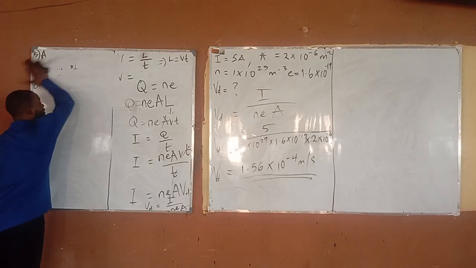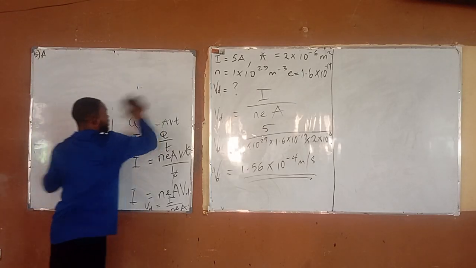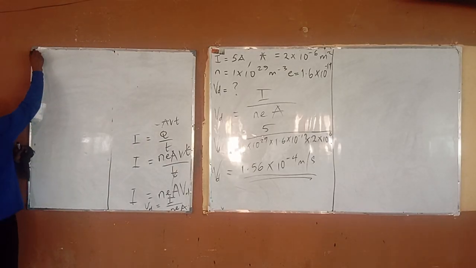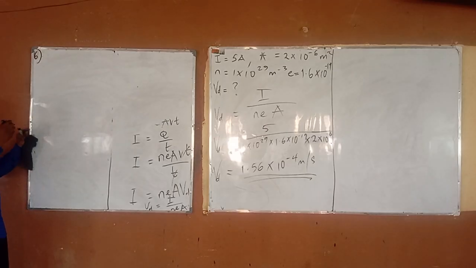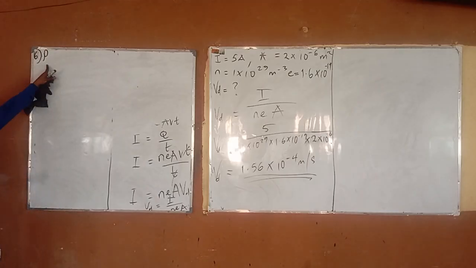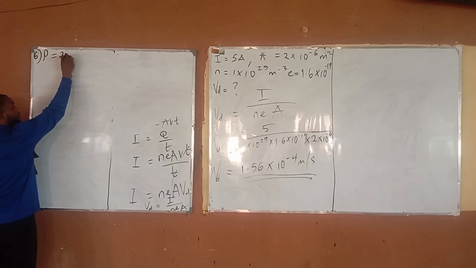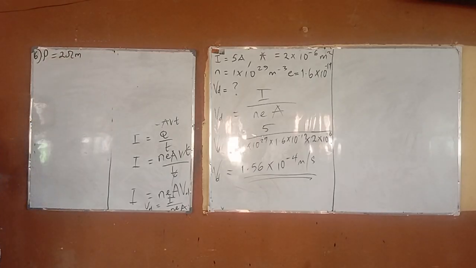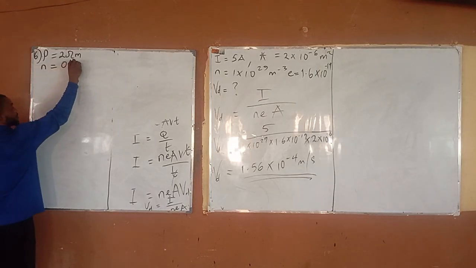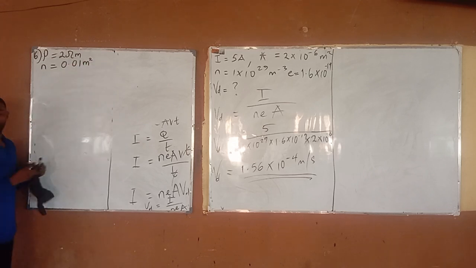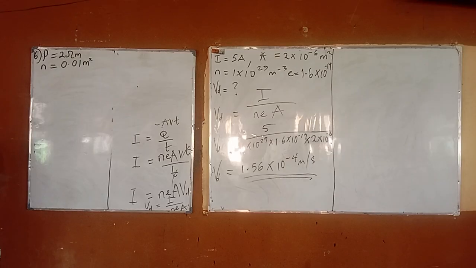Okay. You have it in your book already? Just be reading. Let me be picking the things we need, so I know what to use, the formula we need. That's number 6. The semiconductor has a resistivity, this is the symbol for resistivity, of 2 ohm meter like this. And the charge carrier 0.01.